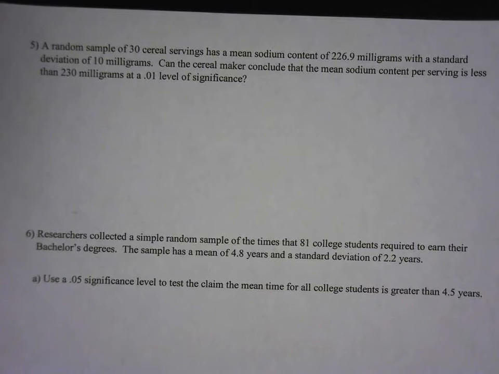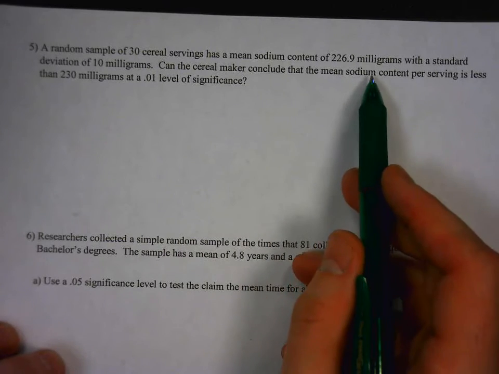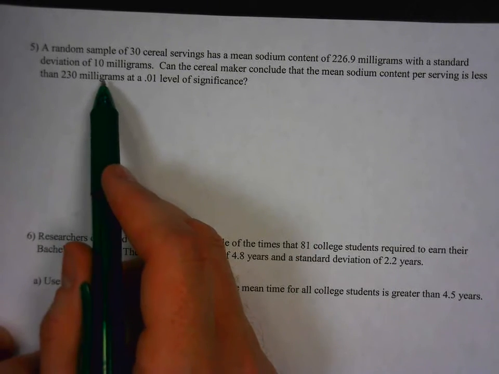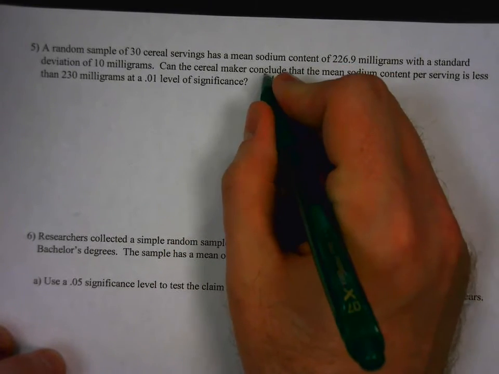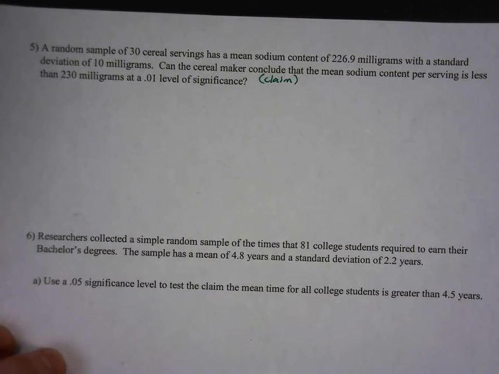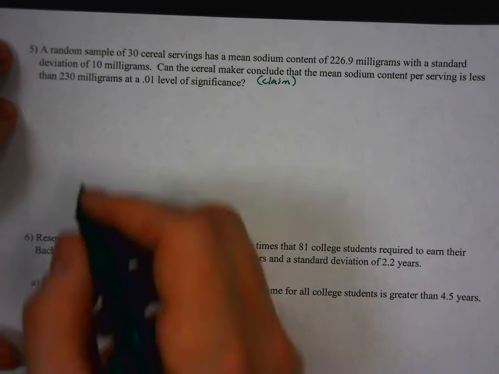Okay, so it looks like there's a lot going on in that question, as you read through it. But as you go through this content, what you want to think about is what kind of question is it? Well, is it telling you to construct a confidence interval? Well, no, it doesn't say construct a 90% confidence interval or 99% confidence interval. So what we're looking at is, can the cereal maker conclude that the mean sodium content per serving is less than 230 milligrams? So can they conclude something? Okay, means that they are claiming something, which means hypothesis test.